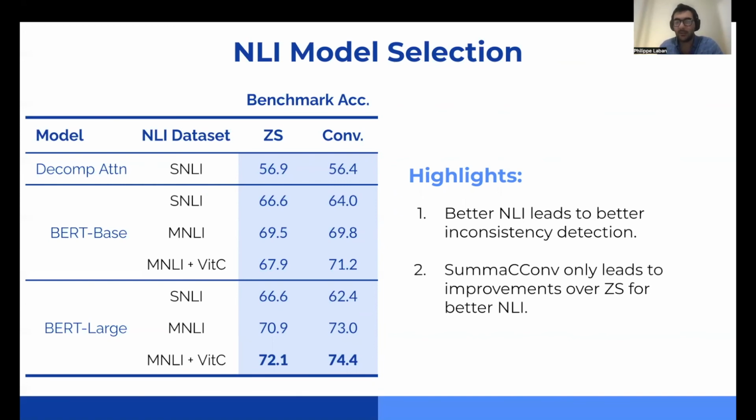The highlight here is that as NLI gets better, both in terms of model architecture as well as the dataset used, the performance in inconsistency detection goes up. The benchmark performance went from 56.9% balanced accuracy, which is very close to random chance, to 74%. This is very encouraging because it means that as the NLI community keeps making models better, this should lead to direct performance improvement in the inconsistency detection domain.